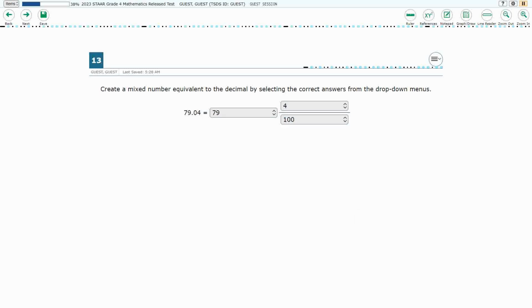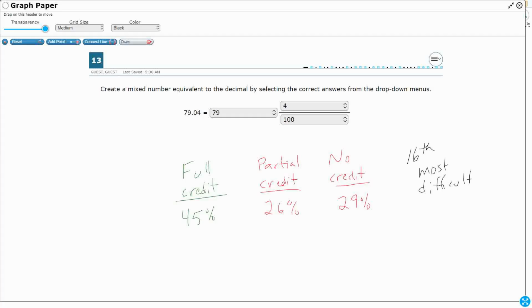Let's see how we did across the state of Texas. So this was right in the middle of the test. Out of 32, this was the 16th most difficult. You see we had 45% of our students get full credit. That's 2 points. In order to get the full credit, they needed all 3 correct. If you wanted to get just 1 point partial credit, you had to get 2 correct. Because if you only get 1 correct or 0 correct, then you are going to get 0 points.